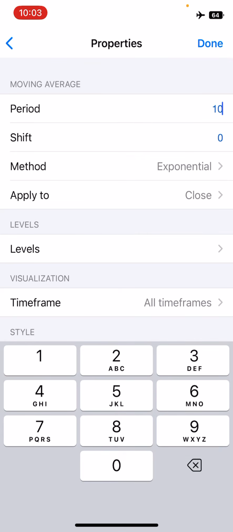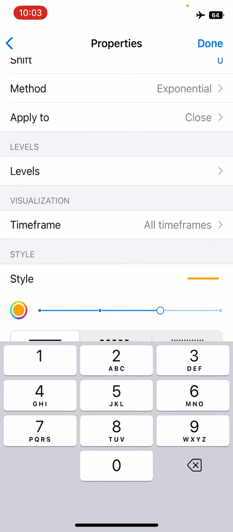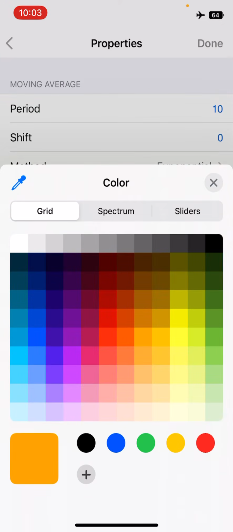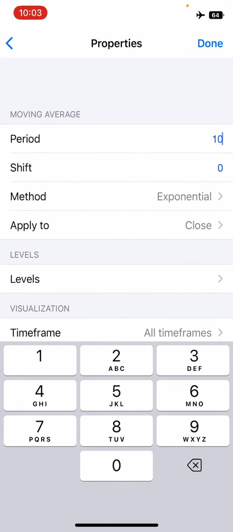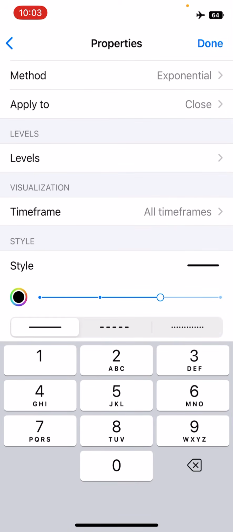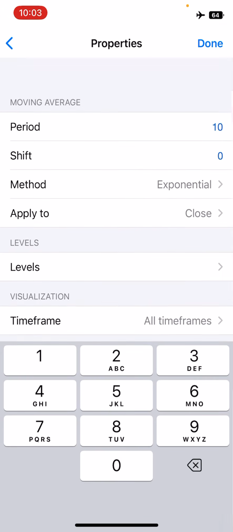Okay, the levels don't matter. Time frame, make sure it appears on all time frames, and then on the style, I'm going to change this one to black. Okay, so these are the final properties for this strategy.